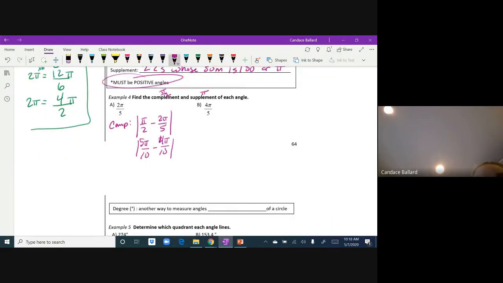Okay. And then 5 pi minus 4 pi is pi over 10 would be the complement. I still need to find the supplement of that angle. And the supplement of that angle would be subtracting from pi.